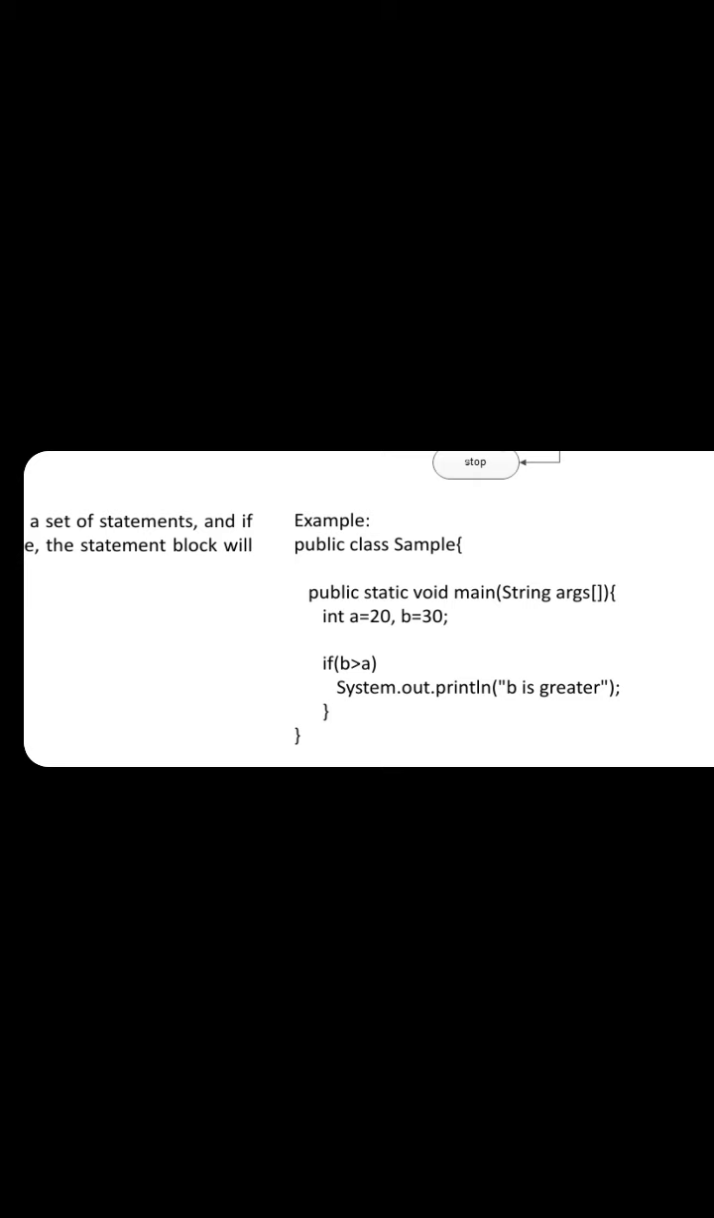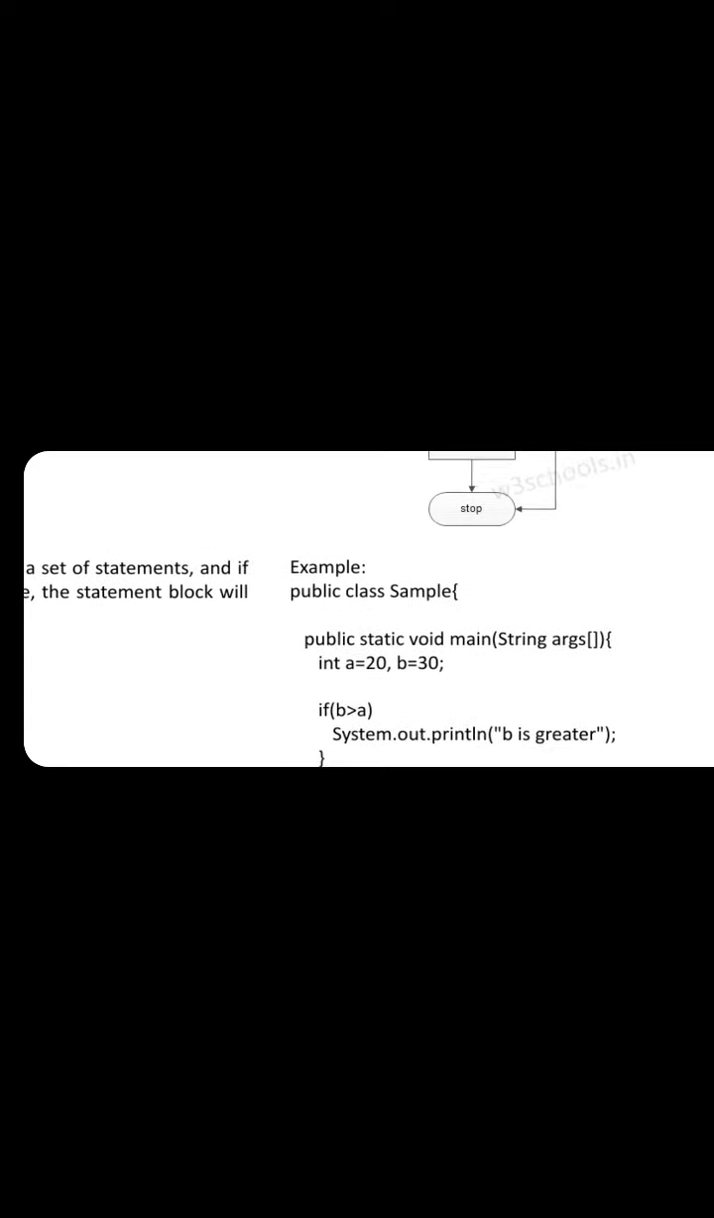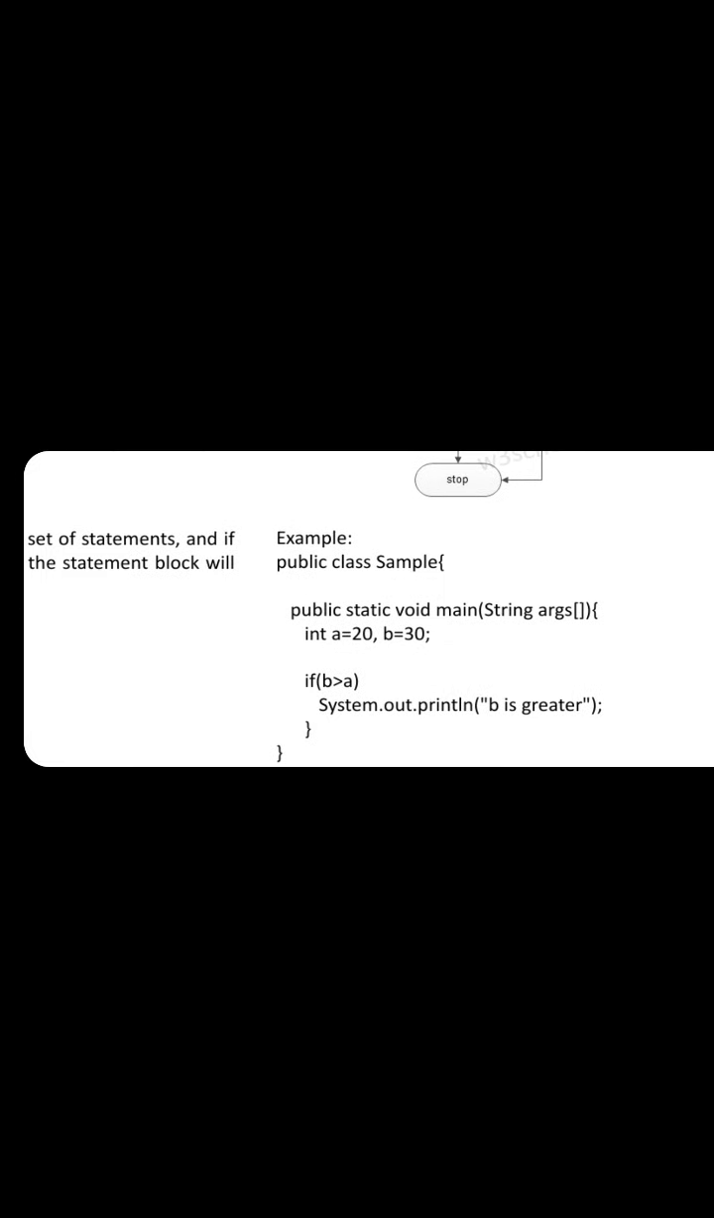The condition we have written is b is greater than a. The value of b is 30 and the value of a is 20. If the same condition is written the other way, if a is greater than b, then this statement will not be executed according to the flow chart, because if the condition is not true, it comes out directly. It does not execute any statement. We call this an if statement or a simple if condition.